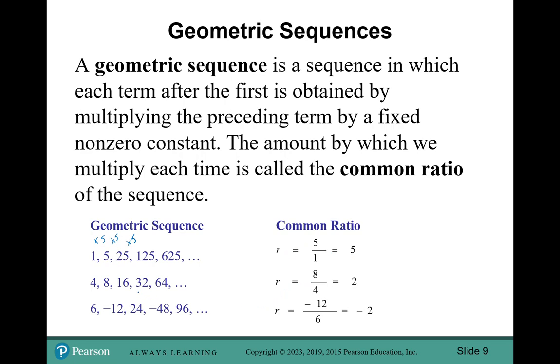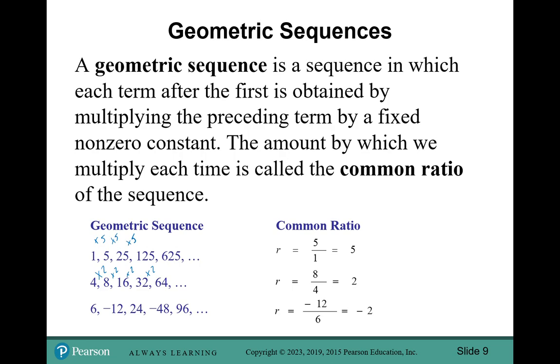Let's look at the next one. 4, 8, 16, 32. How did we get from 4 to 8? We multiplied by 2. From 8 to 16? We multiplied by 2. From 16 to 32? We multiplied by 2. From 32 to 64? We multiplied by 2. Our common ratio here is 2.